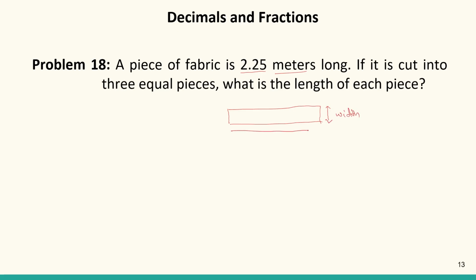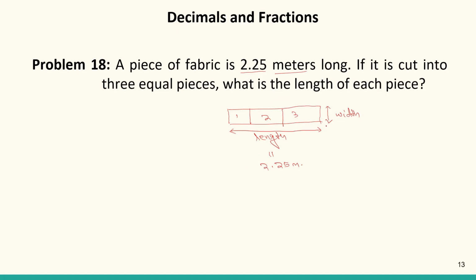This is known as the length of the cloth. So it tells us that the length is actually 2.25 meters in this case. So if it is cut into 3 equal pieces, so basically it is divided into 3 equal proportions. These proportions 1, 2, 3 are equal. So what is the length of each piece?